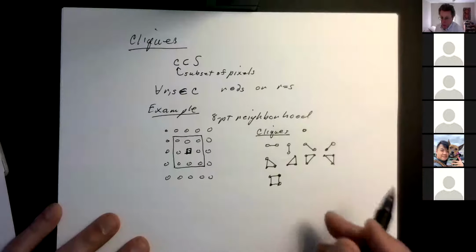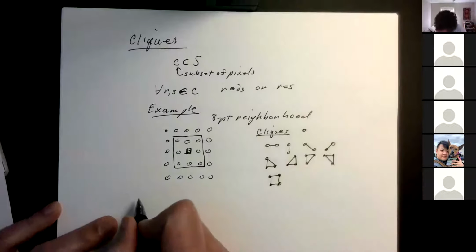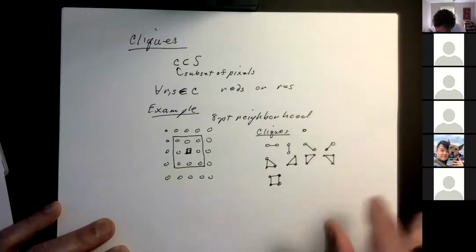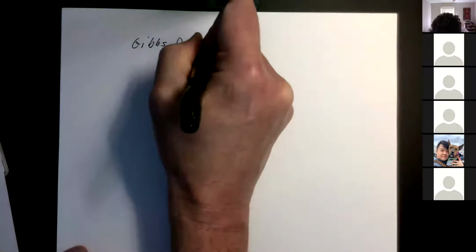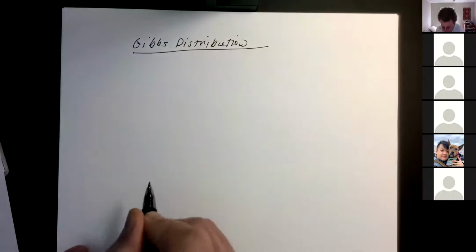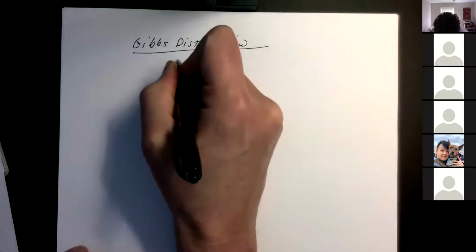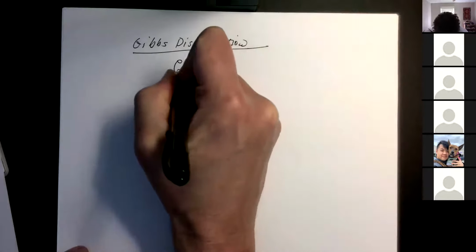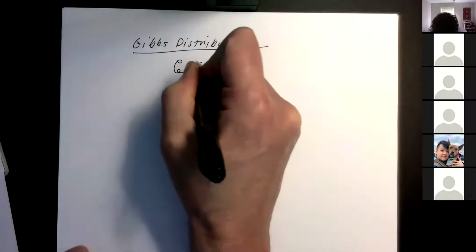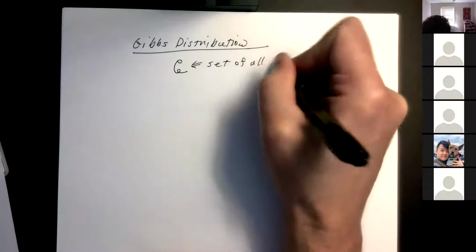Okay, so why do I care about cliques? I care about cliques because I'm going to define a thing called a Gibbs distribution, okay? So Gibbs distribution. I can have a function. So first of all, I'll call that set of, excuse me, all cliques.